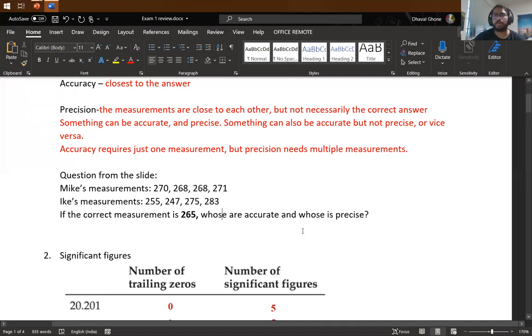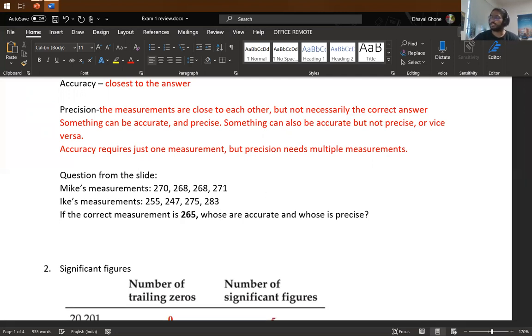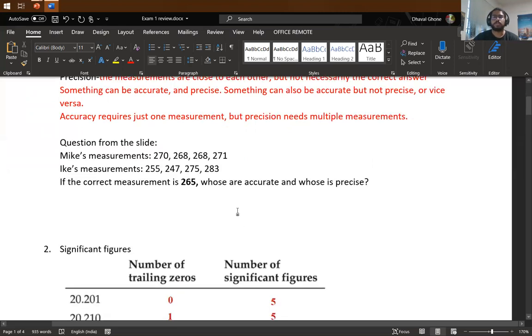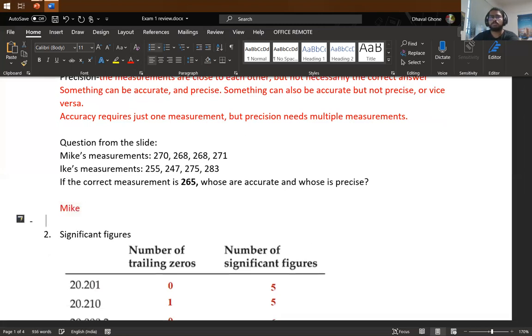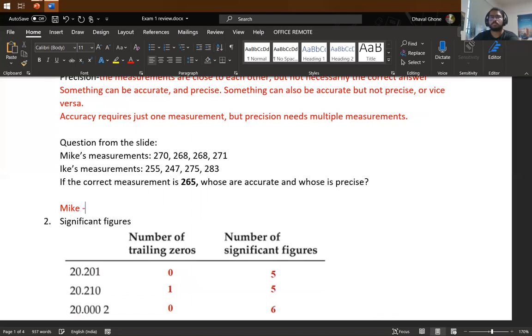Okay, I'm going to move on and find the answer. The best way to find the answer is to average both sets of numbers. So I'm going to take my calculator and really quickly average the numbers in front of you. For Mike's calculations, the average comes out to be 268 plus 268 plus 271. Mike's average is 269.25.